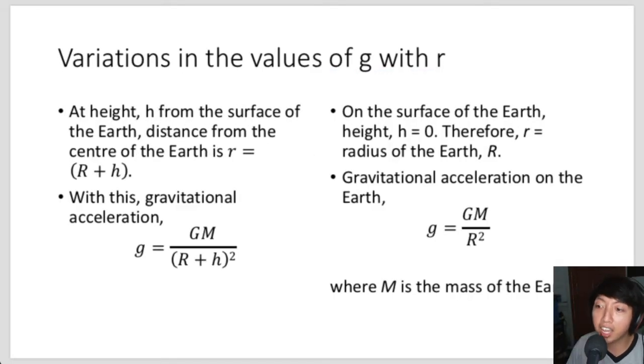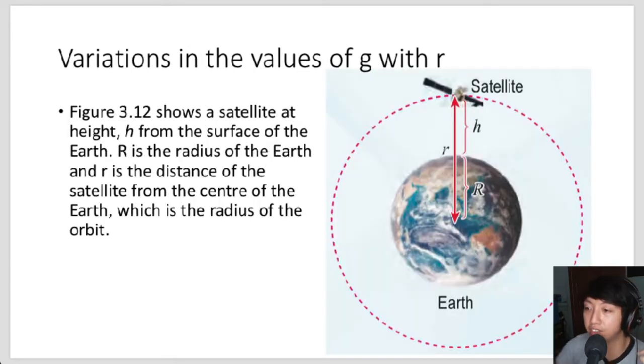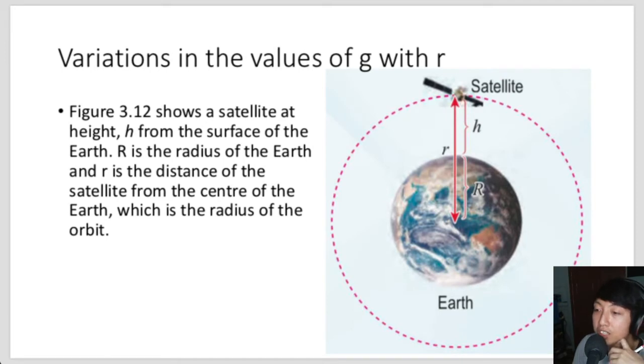So at height h, height from the surface of the Earth, distance from the center of the Earth is r equals big letter R plus h, right? That makes sense, right? To get the distance of the satellite from the center, you have to add the radius plus the distance from the surface. That just makes common sense. That's just basic mathematics to get the value of small letter r.